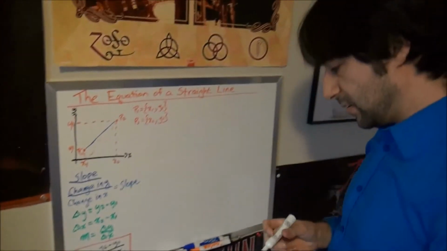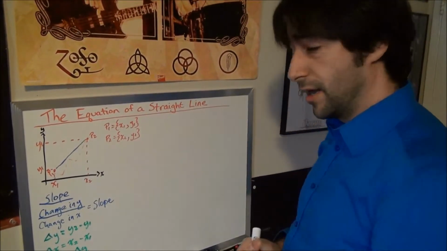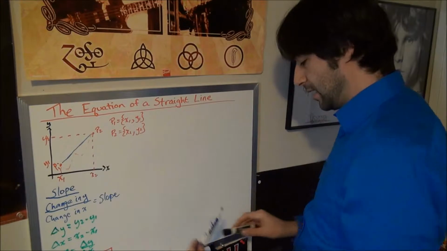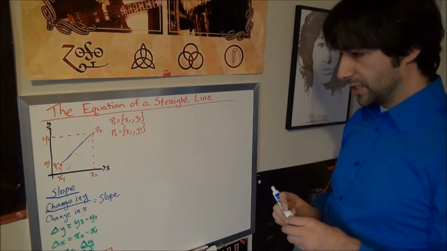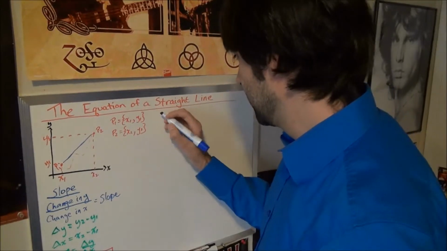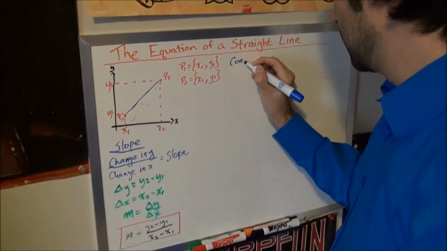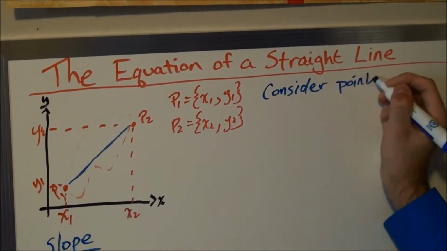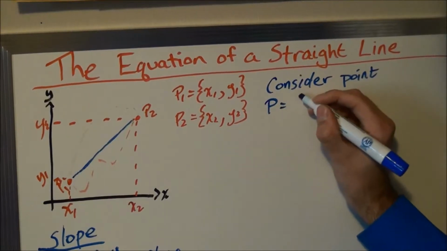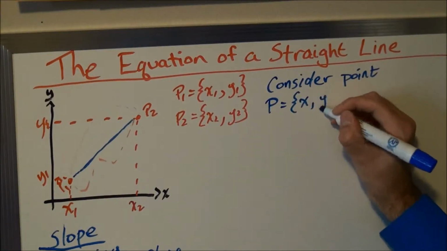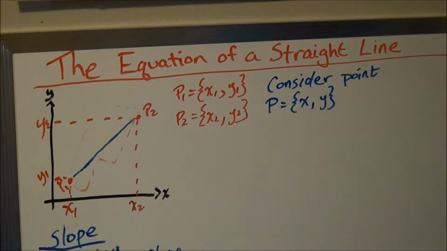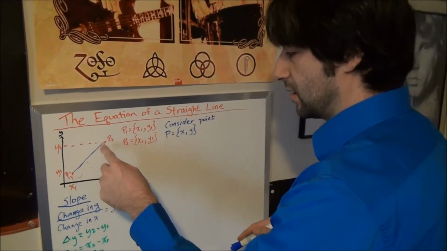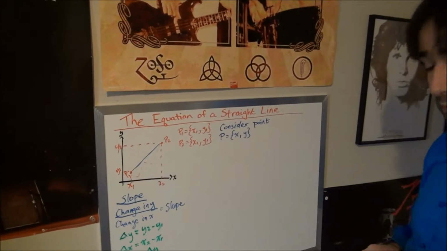Now, at this point, we will consider a third position that will be constrained to this straight line. We will call this position point P. We will not specify the exact coordinates of x and y, but we will mandate that it is constrained to the same line that connects P1 and P2.